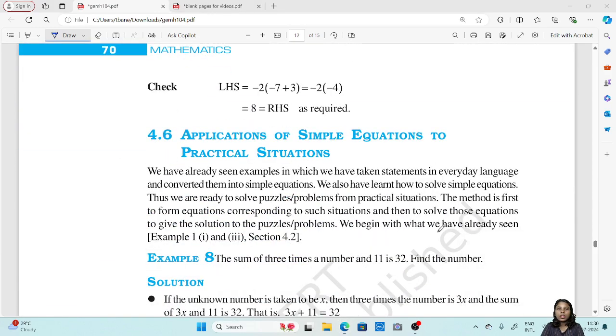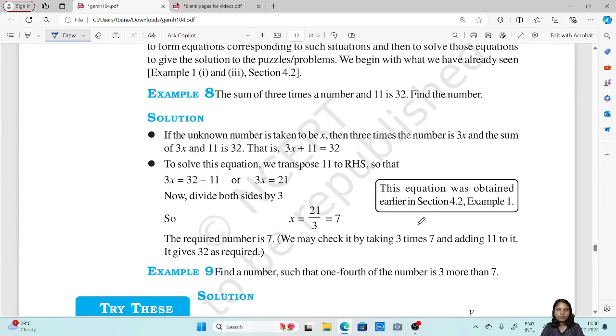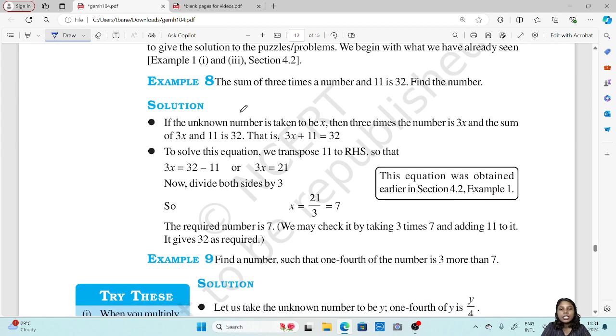Now let's look at this one. Example 8, it says what? The sum of 3 times a number and 11 is 32. So find the number. What does it say? The sum of 3 times a number. 3 times a number we know: since the number is a variable, say x, so 3x, and then they said sum, and 11 equals 32.